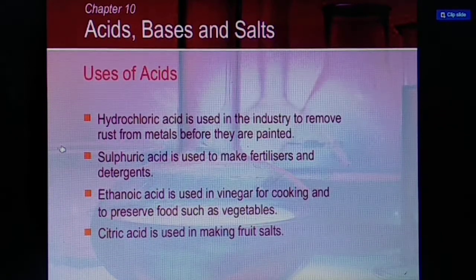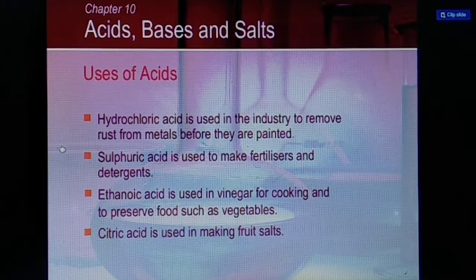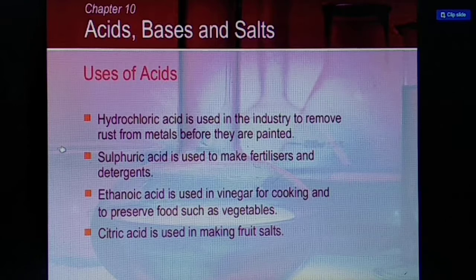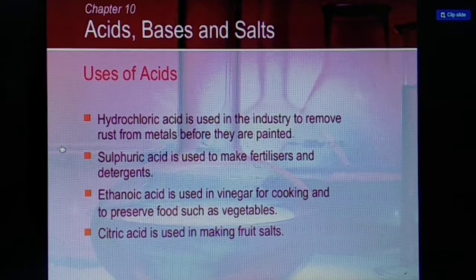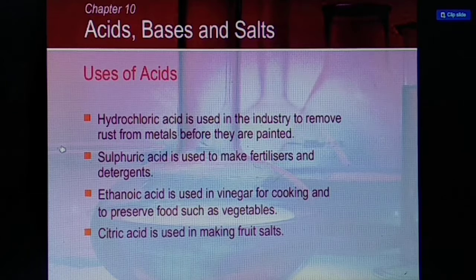Now students, uses of acids. Hydrochloric acid is used in industry to remove rust from metals before they are painted. Sulfuric acid is used to make fertilizers and detergent. Ethanoic acid is used in vinegar for cooking and to preserve food such as vegetables. Citric acid is used in making fruit sauce.